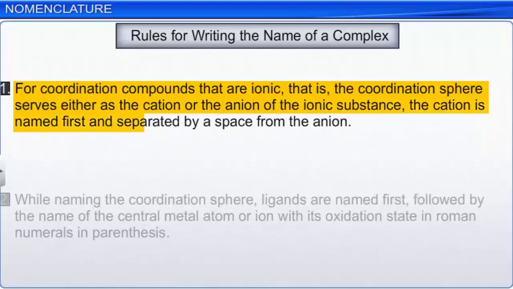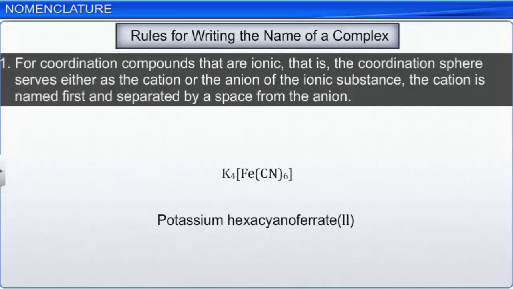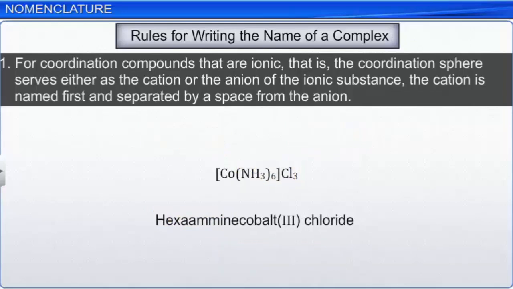For example, in the complex K4[Fe(CN)6], where the coordination sphere is an anion, the cation potassium is named first and separated by a space from the name of the anion. On the other hand, in a complex such as [Co(NH3)6]Cl3, where the coordination sphere is a cation, the cationic coordination sphere is named first, followed by the name of the counter anion, chloride.